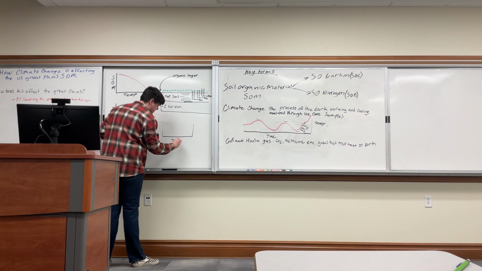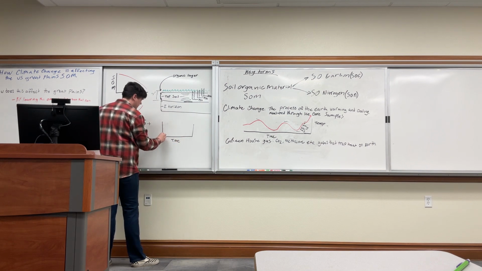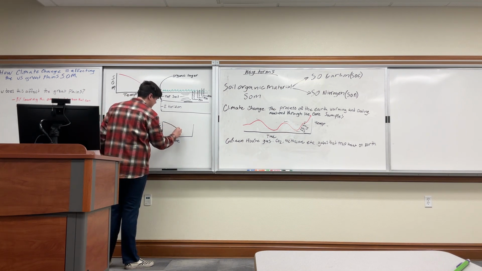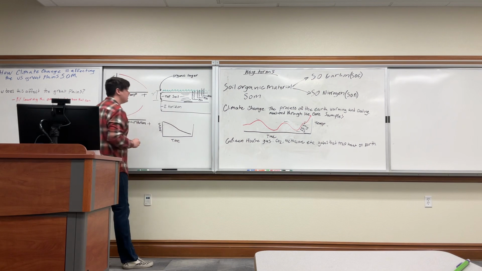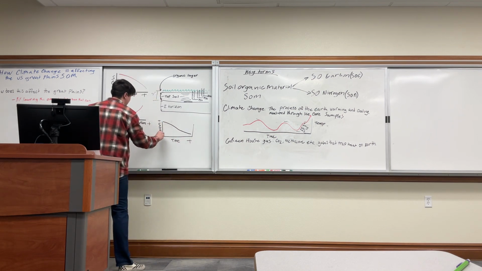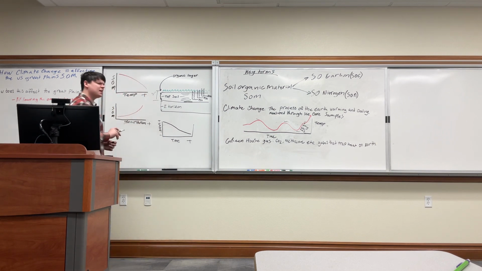Trying to write sideways is not my strong suit. So as time goes on, we have SOM. We probably have more SOMs back then than we do now, and it's slowly starting to decline. As time moves forward, this is plus, this is plus, this is minus. So as time moves forward, we are seeing a decline in SOMs in our soil.